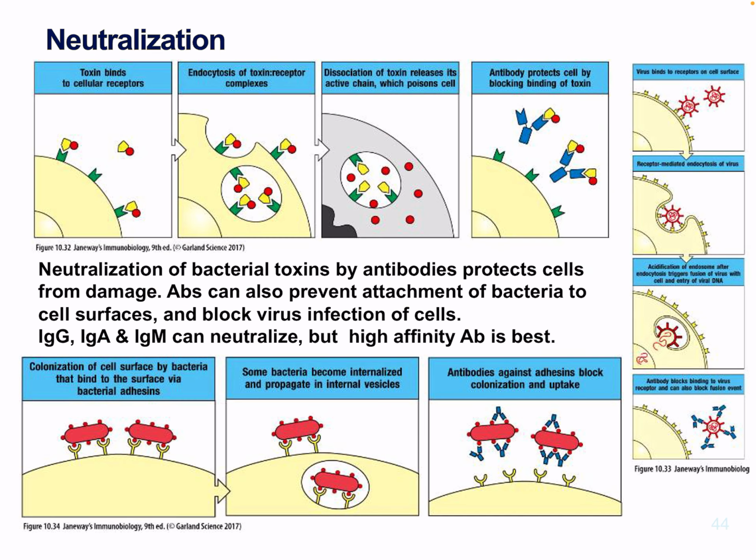Neutralization. So neutralization of bacterial toxins by antibodies protects cells from damage. Antibodies can also prevent attachment of bacteria to cell surfaces and block virus infection of cells. IgG, IgA, and IgM can all neutralize, but high affinity antibodies work best.